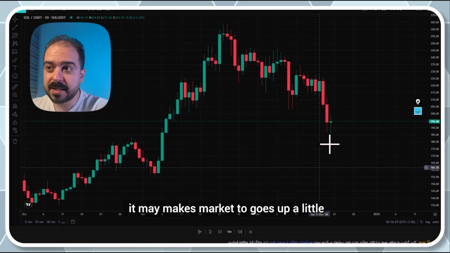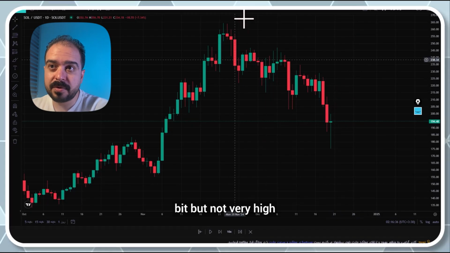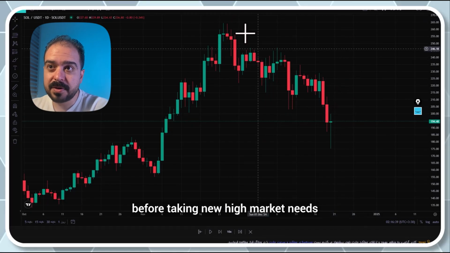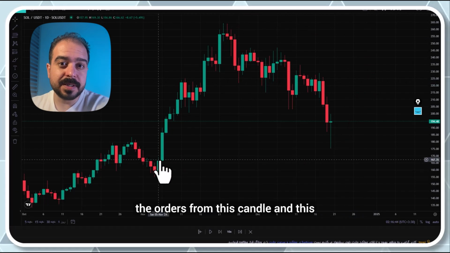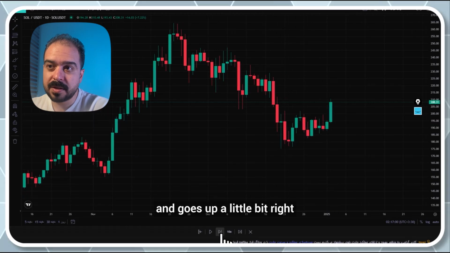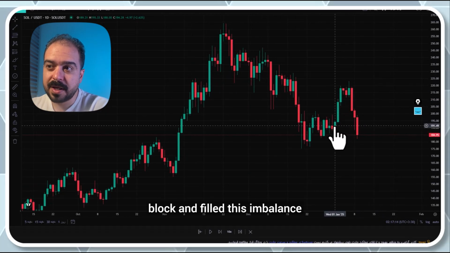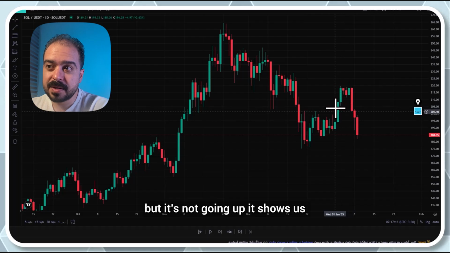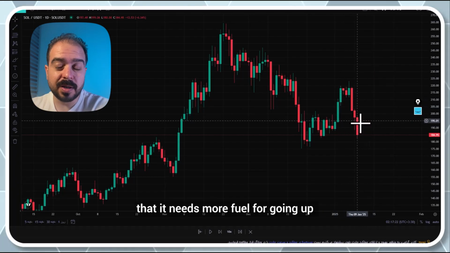Let's see what happens. It may make the market go up a little bit, but not very high for taking a new high. I think before taking a new high, the market needs to grab the liquidity, grab the orders from this candle and this area. All right, the market goes sideways and goes up a little bit. Right, the market here touched this order block and filled this imbalance, but it's not going up. It shows us that it needs more fuel for going up here.